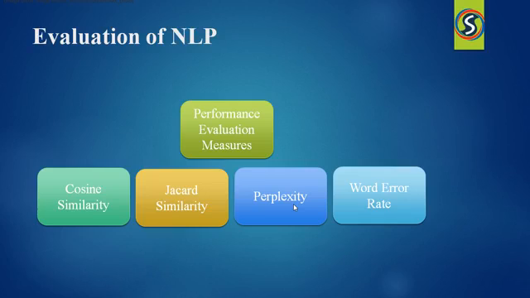Word error rate is a common metric of the performance of speech recognition or machine translation. The general difficulty of measuring performance lies in the fact that the recognized word sequences can have a different length from the reference word sequences.